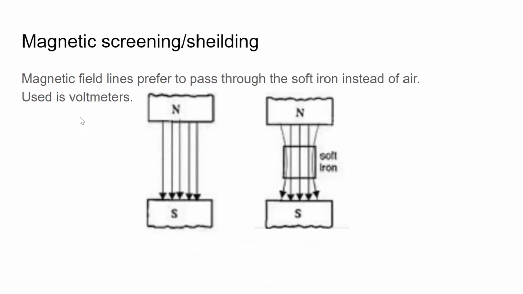Magnetic screening is that magnetic field lines prefer to pass through a magnetic material. So if we put soft iron between these two poles, the magnetic field lines are going to pass through soft iron. So we can tell that magnetic field lines prefer to pass through the soft iron instead of air, and this is used in voltmeters.